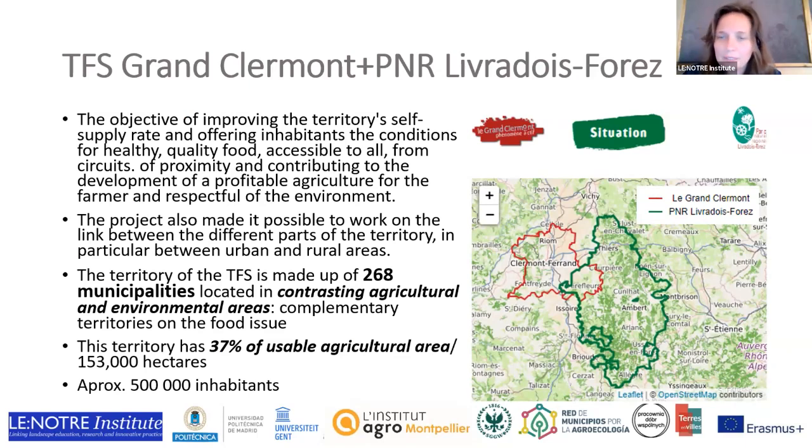contrasting because we have a very agricultural territory, which is in the green area, the natural park area, and a much more urban area, the red line, the urban and peri-urban area of the main city, Clermont Ferrand. The territory has 268 municipalities, 37% usable agricultural area, and approximately 500,000 inhabitants. So it's among the biggest territorial food strategies in France.